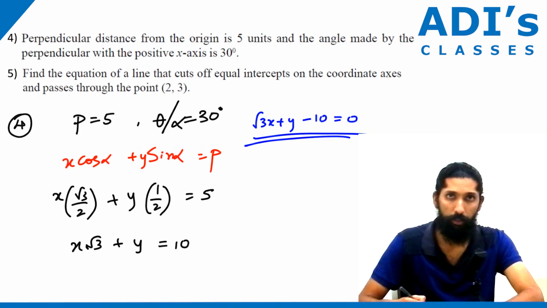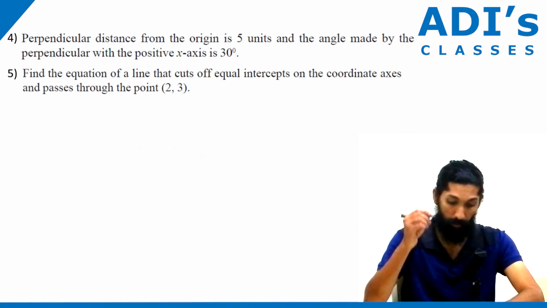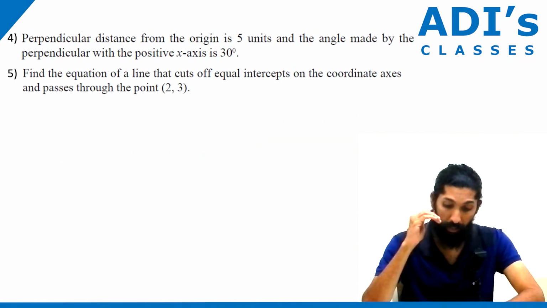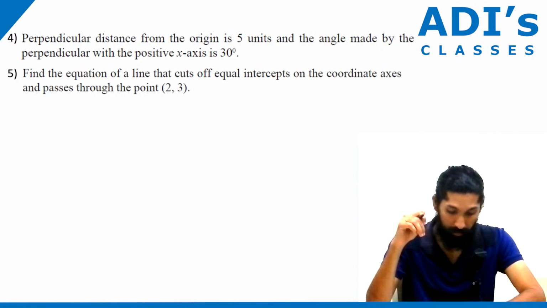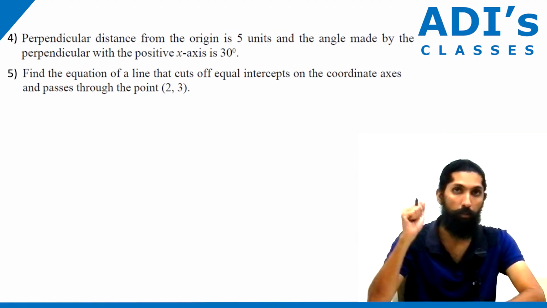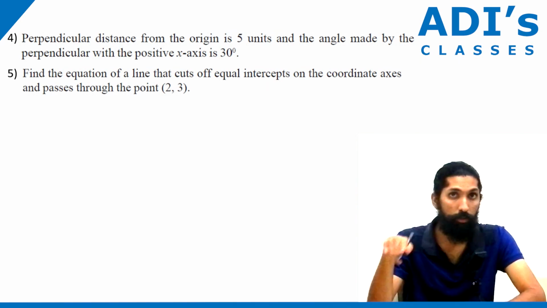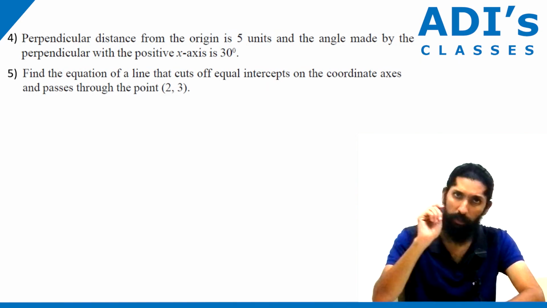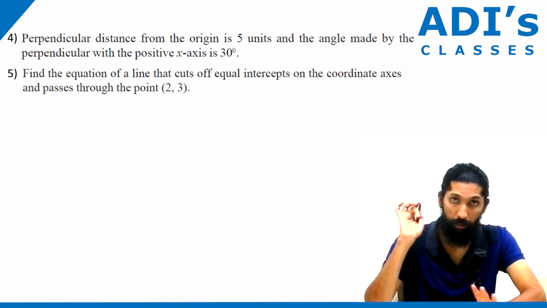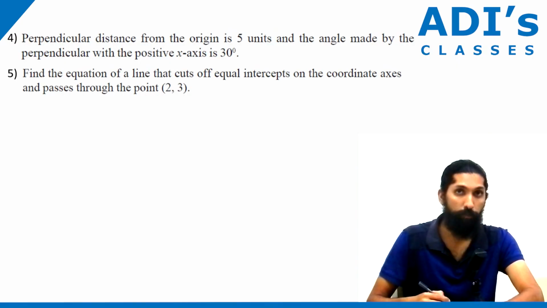Let's do the fifth one now. See the fifth one. Find the equation of a line that cuts off equal intercepts on the coordinate axes and passes through the point 2, 3. Very interesting question. First, try to draw the graph. Graph in the sense of figure. A rough figure is also fine, well and good. Okay, no problem. Suppose you have to draw a rough figure here.